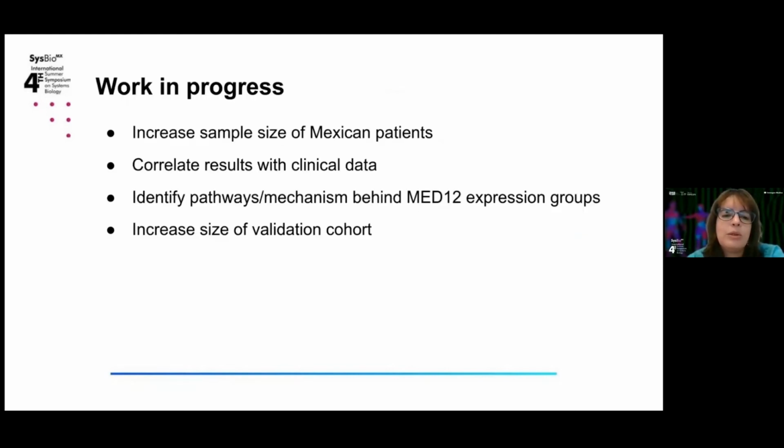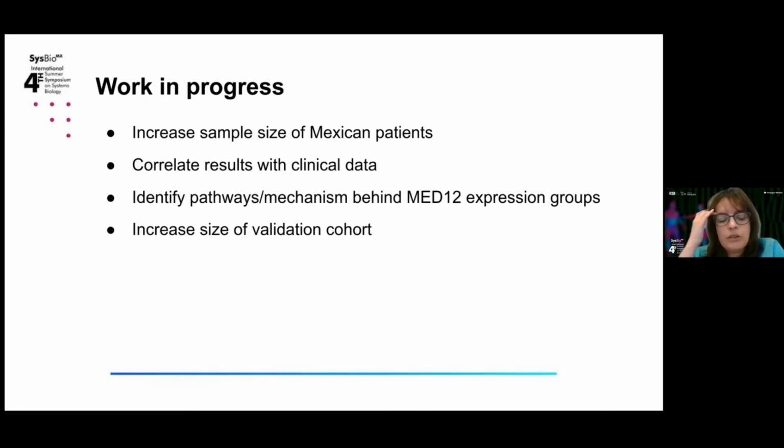So apart from that, we want to increase our sample size of Mexican patients and then try to see if we can correlate these results with clinical data from these same patients. Currently, we don't have the whole clinical data because some of these patients have been just recently diagnosed, but we're also getting more samples from the historic data set. So maybe we can better correlate with the clinical data.